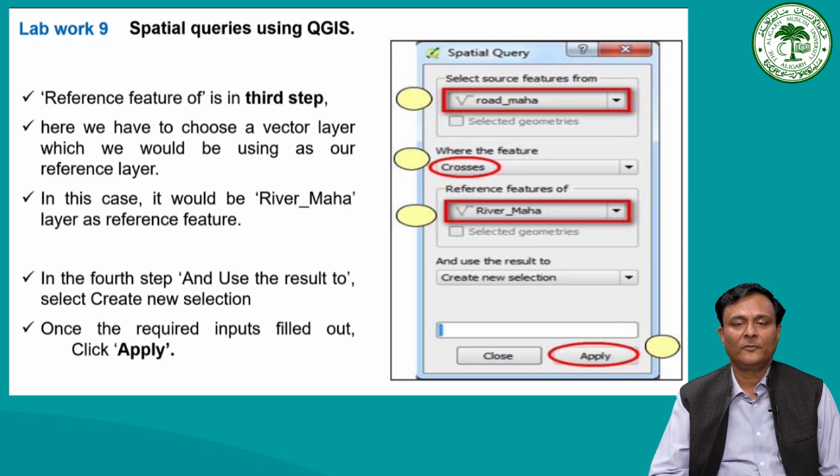So in the fourth step, we use the result to select and create a new selection. So this is appearing here. The next step would be, the third step was to identify the reference feature. So in the previous slide also, and here again I am emphasizing that we should select the another feature as River Maharashtra, and then we would be creating a new selection, and when all the inputs are filled out, then we would be selecting apply.